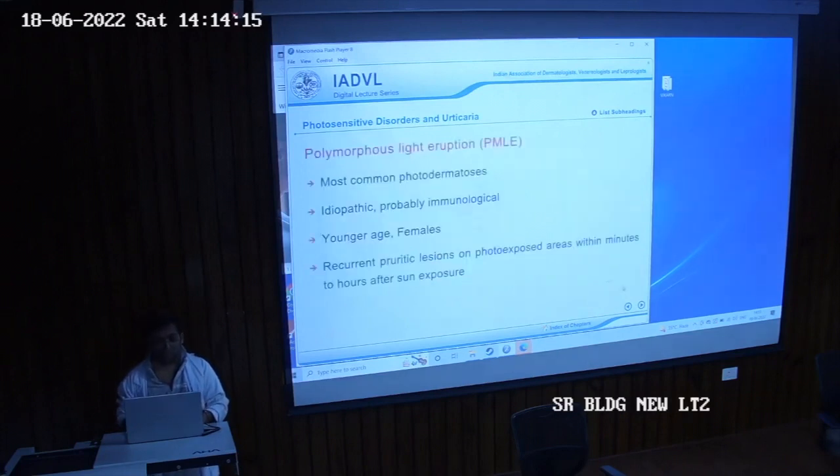Polymorphous light eruption is the most common photodermatosis. It's idiopathic, probably immunological. It's seen in younger age and more commonly in females. There are recurrent pruritic lesions on photo-exposed areas within minutes to hours after sun exposure. Photo-exposed areas include the neck area, forearms, and legs, or mostly forearms and back of neck. This area is called V of neck.